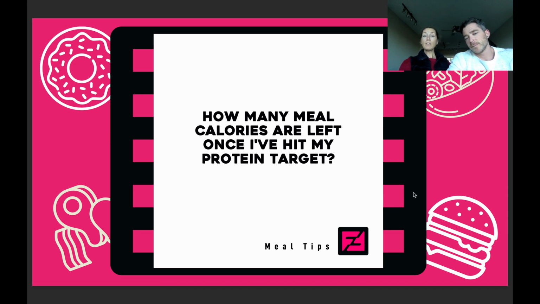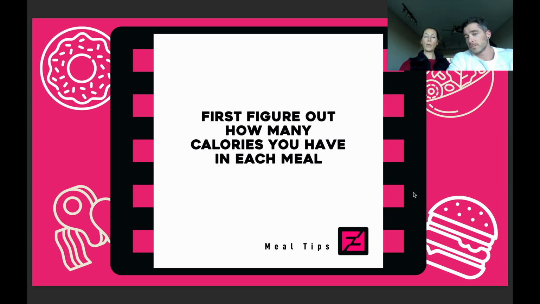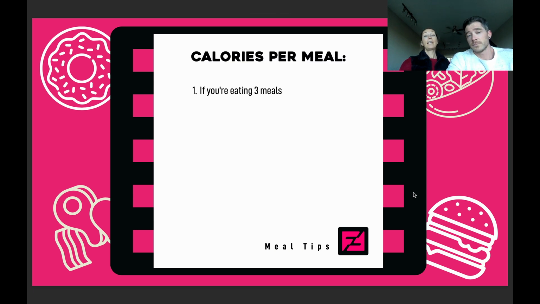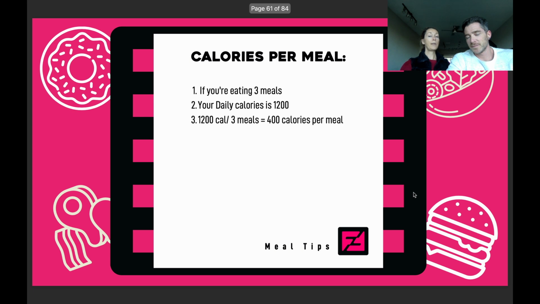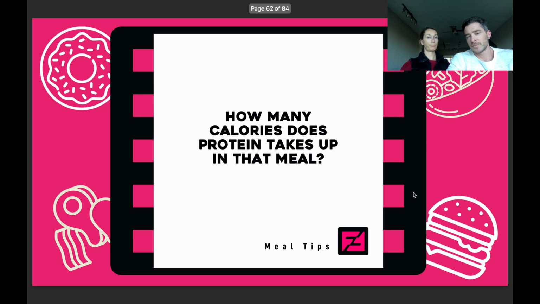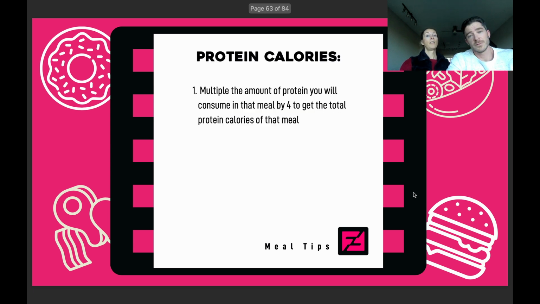Now, how many meal calories are left once I've hit my protein target? First, we have to figure out how many calories you have in each meal, which is what we did when we talked about hitting our meal calories. If you're eating 3 meals per day, and your daily calories are 1,200, 1,200 divided by 3, and we get 400 calories per meal. How many calories does protein take up in that meal? Well, we multiply the amount of protein you'll consume in that meal by 4, because it's 4 calories per gram, to get the total protein calories of that meal.